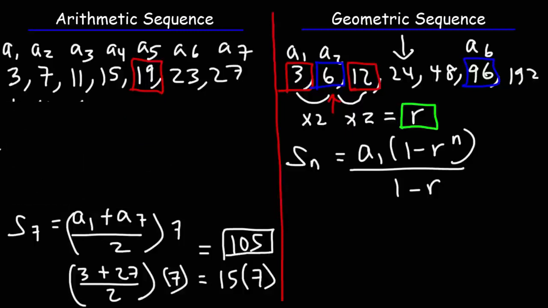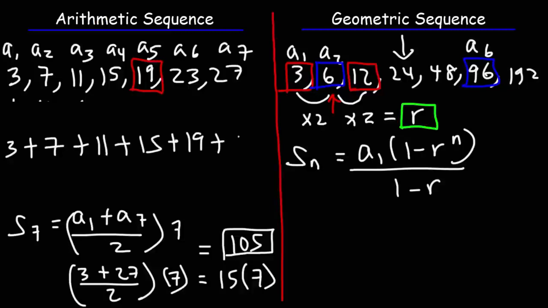And you can confirm this with your calculator. If you add up 3 plus 7 plus 11 plus 15 plus 19 plus 23 and then plus 27, that will give you S of 7, the sum of the first 7 terms. Go ahead and add up those numbers. If you do, you'll get 105. So that's how you can confirm your answer.